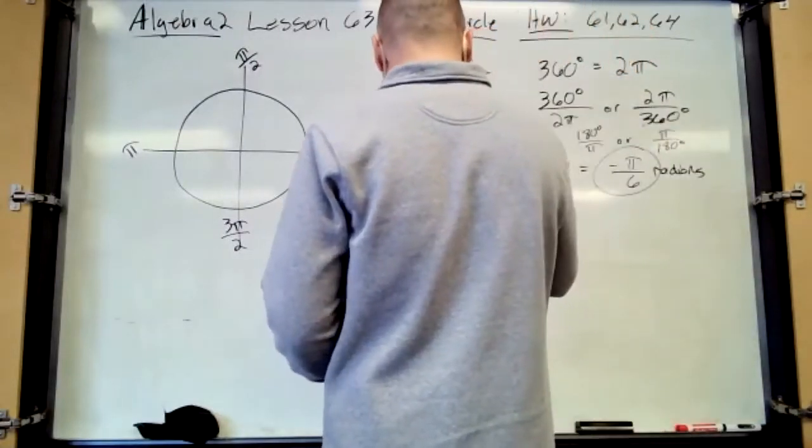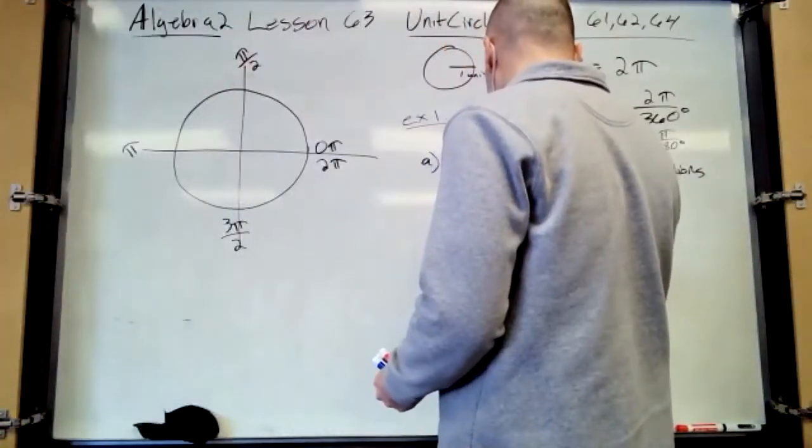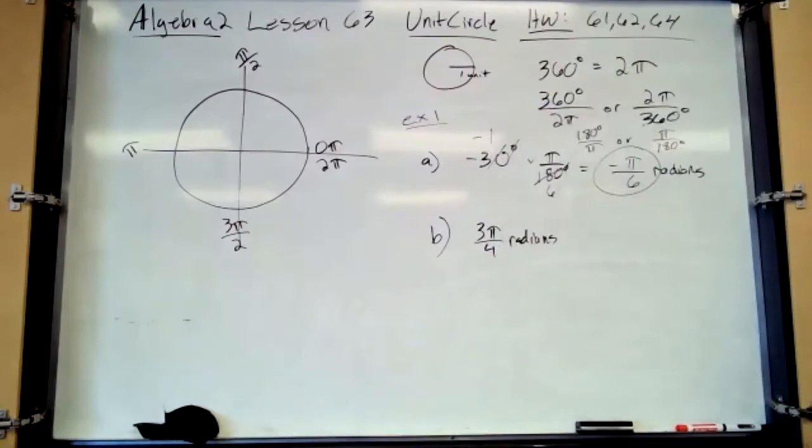Okay, let's see if you can do this one by yourself. This is 3 pi over 4 radians. Let's convert it to degrees. Really, it's just a matter of multiplying or dividing by 180 degrees. It's kind of like converting from feet to inches or inches to feet. You're either going to multiply by 12 or divide by 12. The last one we divided by 180, so guess what you're going to do here? If you're going from radians to degrees, you multiply. If you go from degrees to radians, you divide by 180. So try that. What do you get?